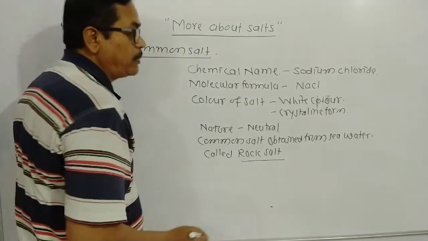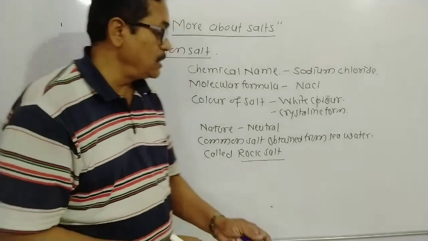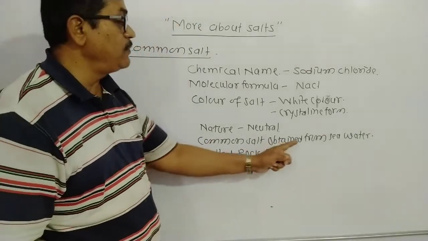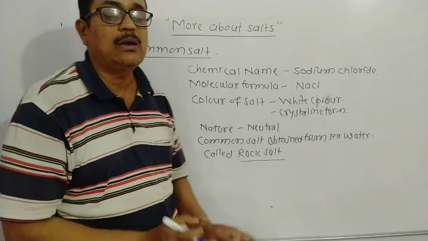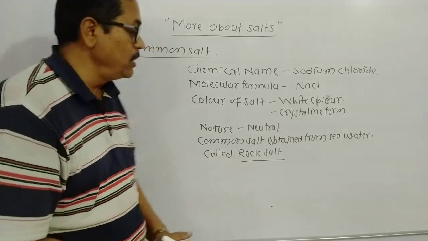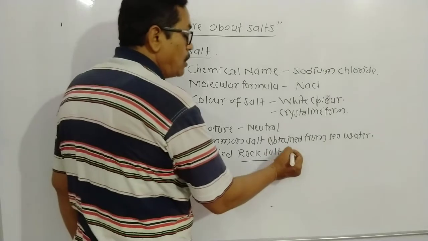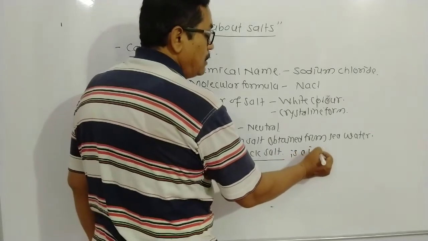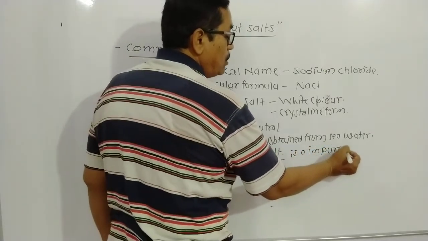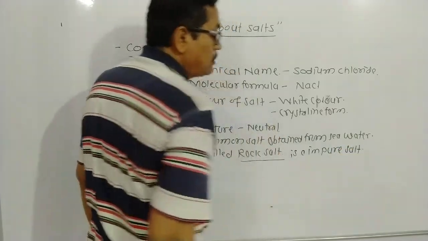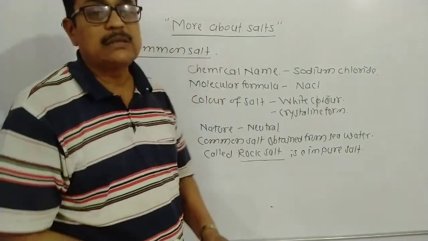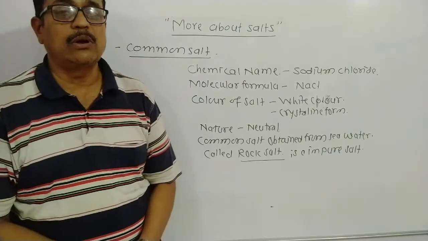You know this topic is related to your objective questions. Common salt obtained from seawater is called rock salt, and it is an impure salt, or impure form of salt. In this way, that is the common information about salt.